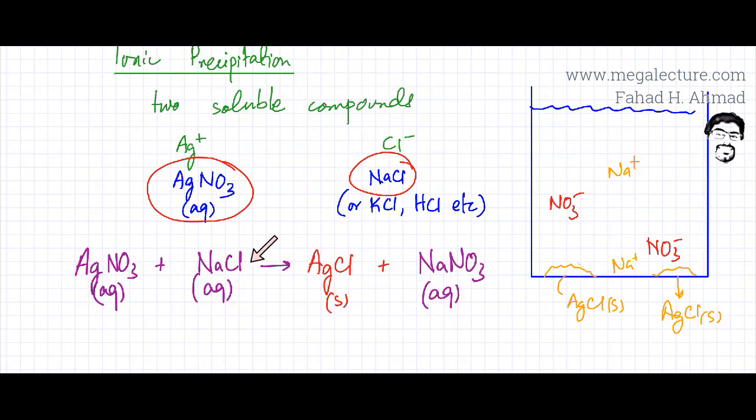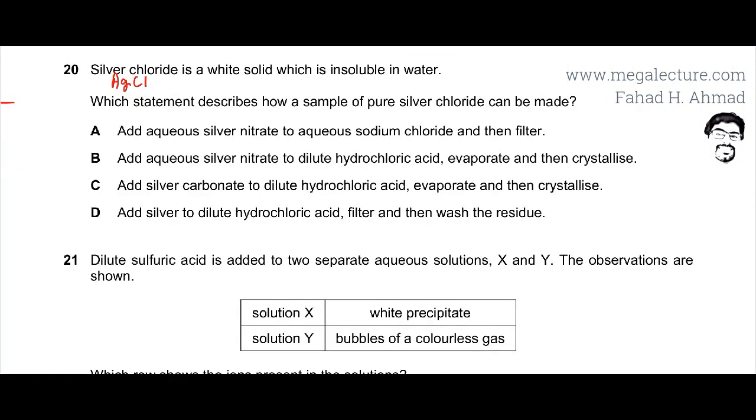Silver nitrate aqueous mixes with NaCl aqueous. It ends up forming AgCl solid, which settles at the bottom, and sodium nitrate would be formed, which would remain part of the solution. And what you're going to do is eventually filter this AgCl solid precipitate, and you can easily remove it. So this is what ionic precipitation is. Now let's go back to our question, and let's read the question again. Which statement describes how a pure sample of silver chloride can be made?